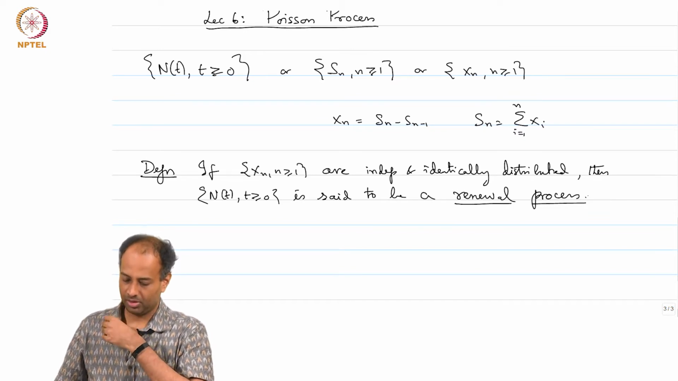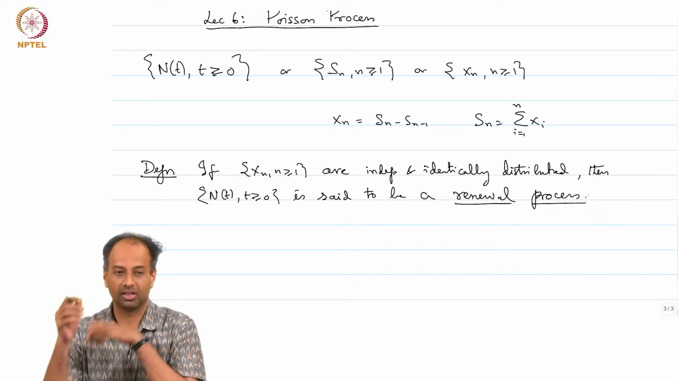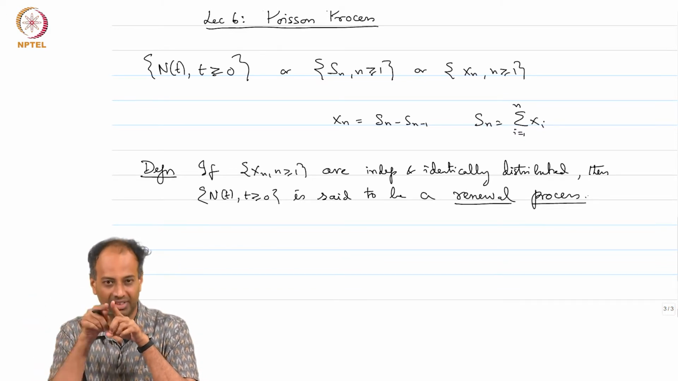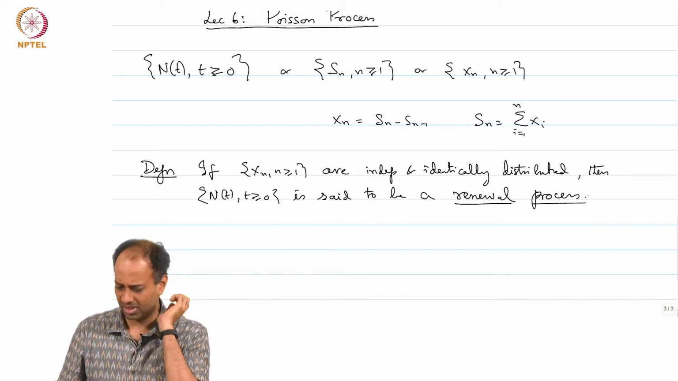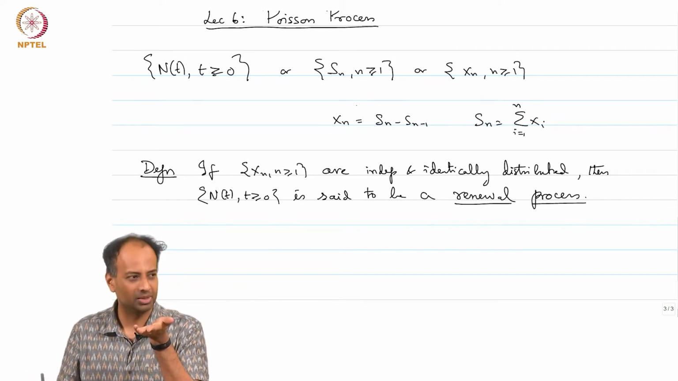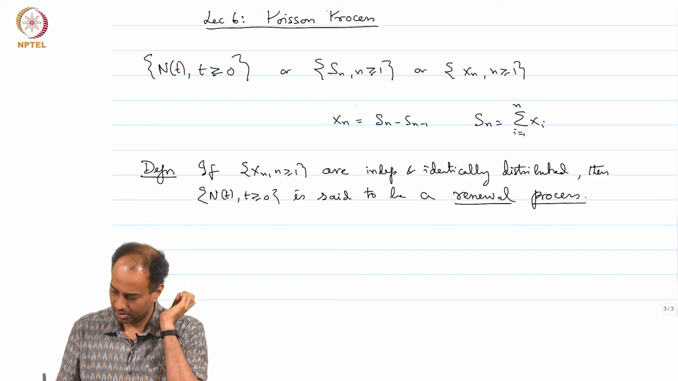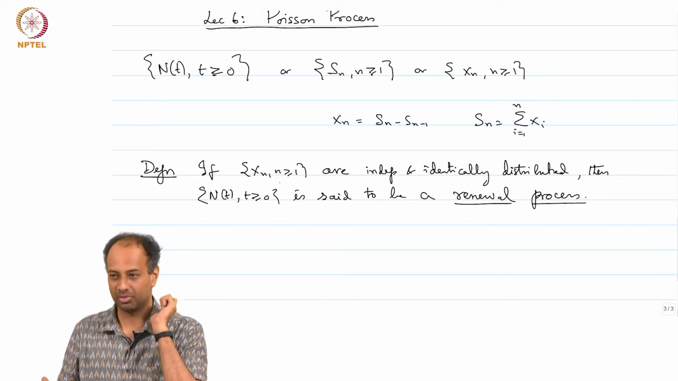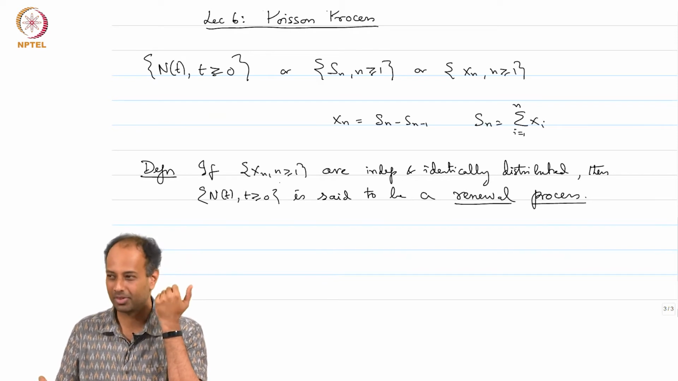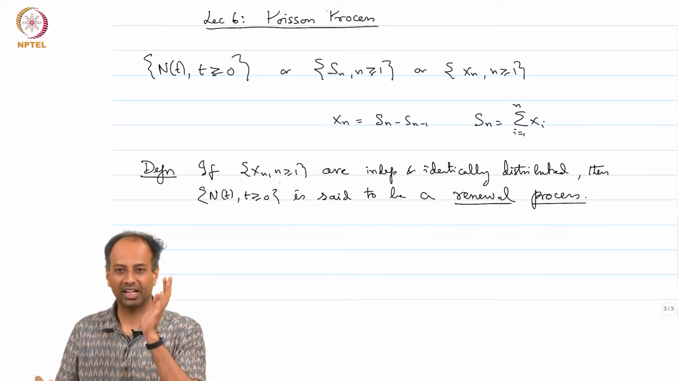Remember, X_n is the amount of time that elapses between the (n minus 1)th arrival epoch and the nth arrival epoch; it is the inter-arrival time. These inter-arrival times are of course non-negative random variables. If these X_i's are IID, independent and identically distributed, then we say that the counting process is a renewal process. It is introducing a new terminology. So if the X_i's are IID, it is a renewal process.